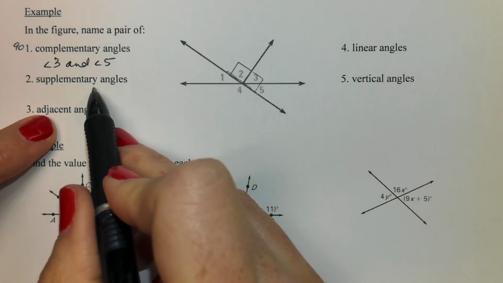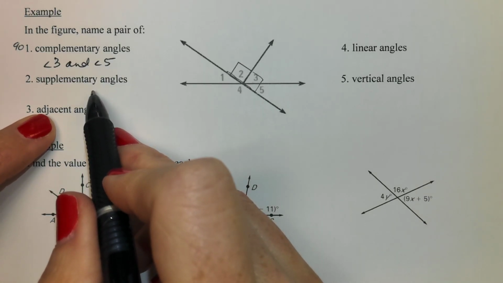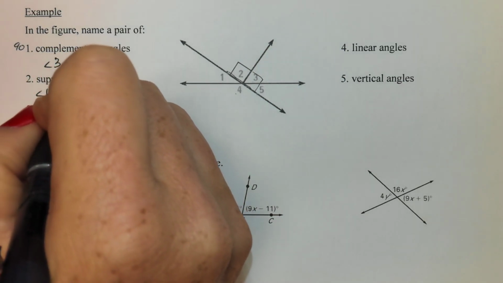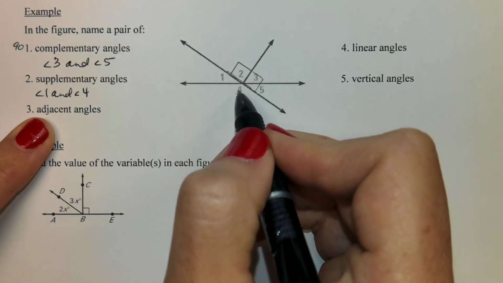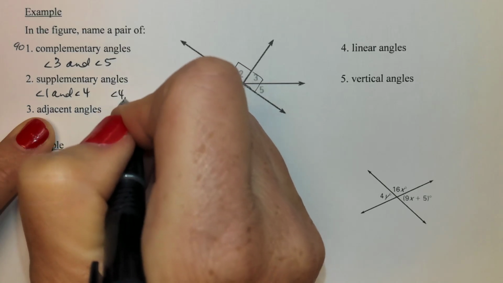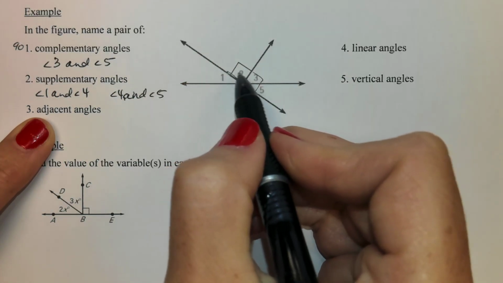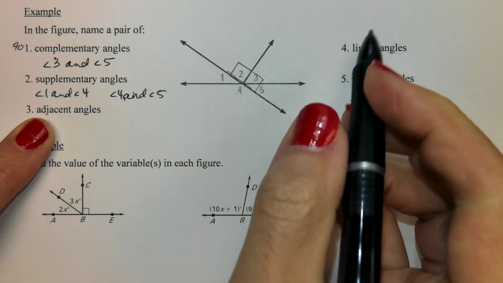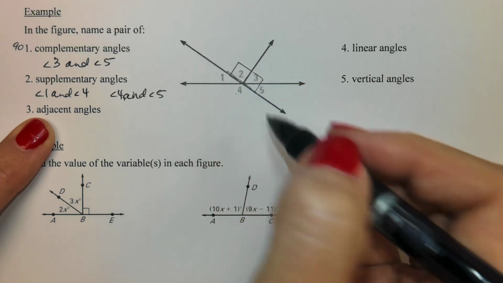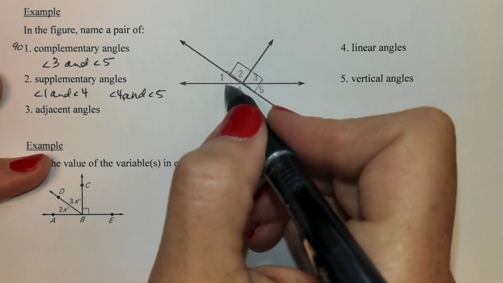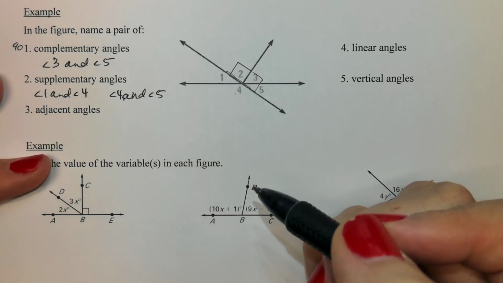Two supplementary angles add up to 180. You have a couple of different options here. You could do 1 and 4, 4 and 5, and 5. You could do 1, 2, 3. Those would be supplementary. 5, 3, 2, those would be too. So you've got a bunch of options there, just as long as they come together and make that 180, or that straight line.